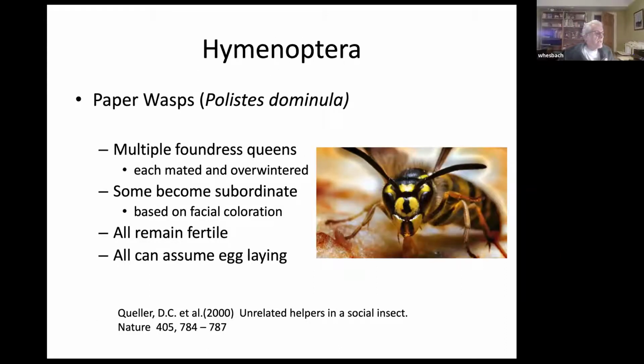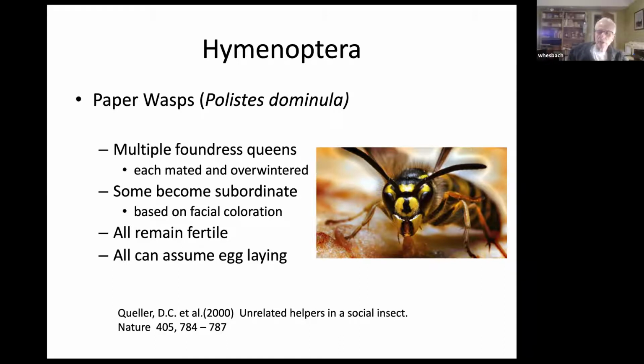Right? The other one is paper wasps. Now, of course, paper wasps have multiple foundress queens. Now, this is the same paper wasp that you see all summer around in those little nests. They have multiple foundress queens. The interesting part about the way that paper wasps and all wasps, if they have multiple queens, deal with it is some become subordinate, and it's based on their facial coloration.